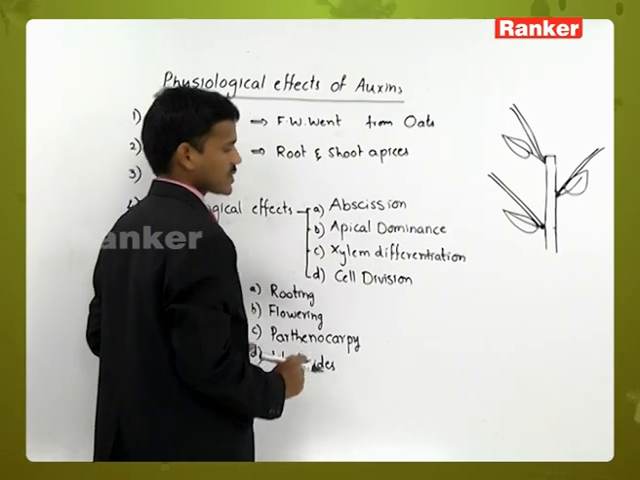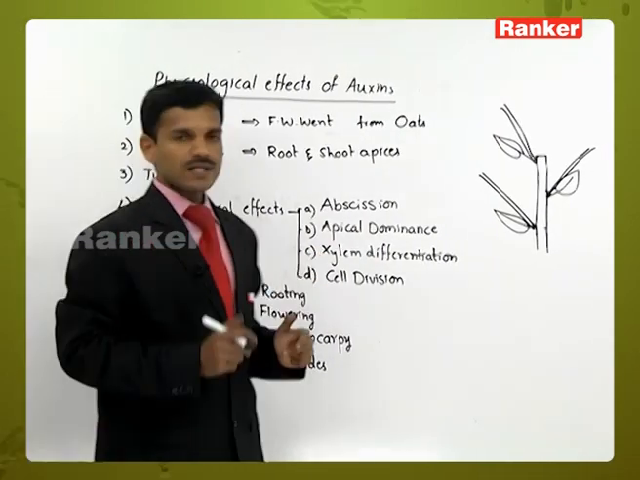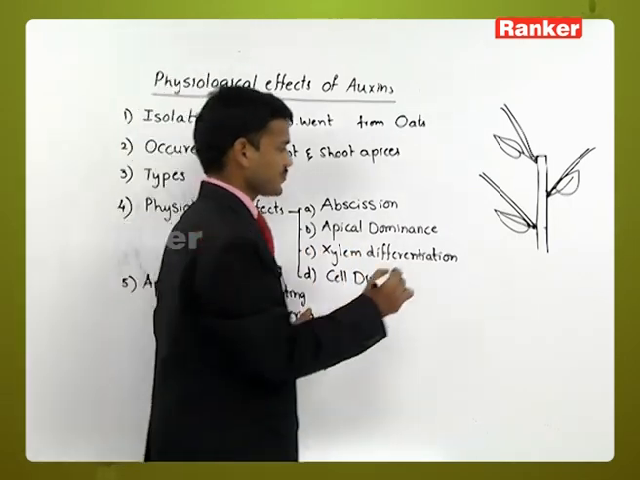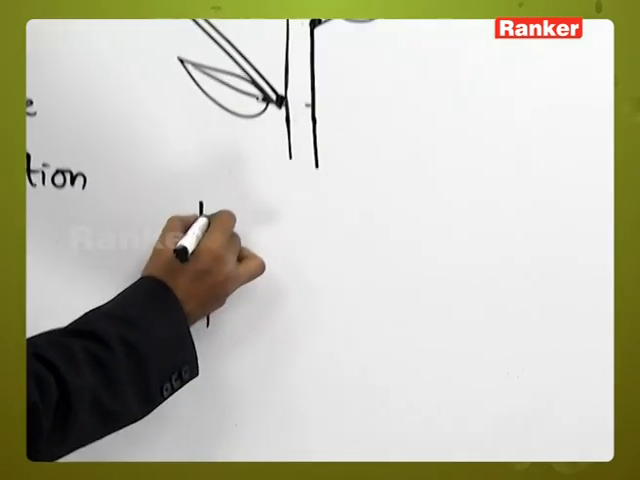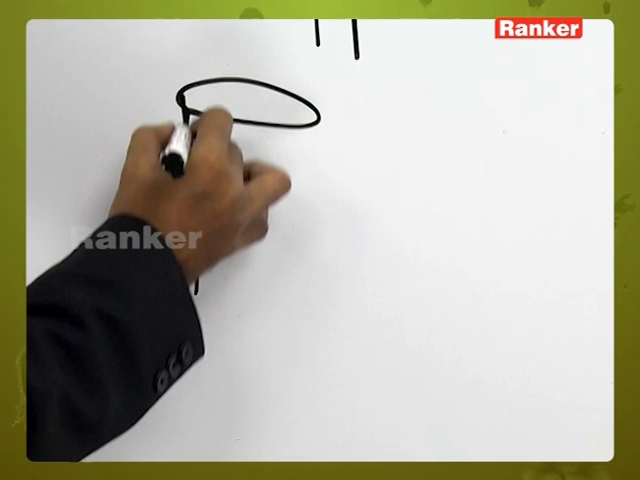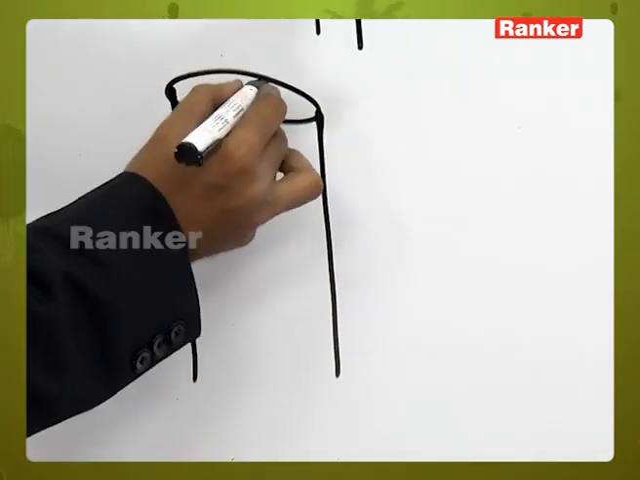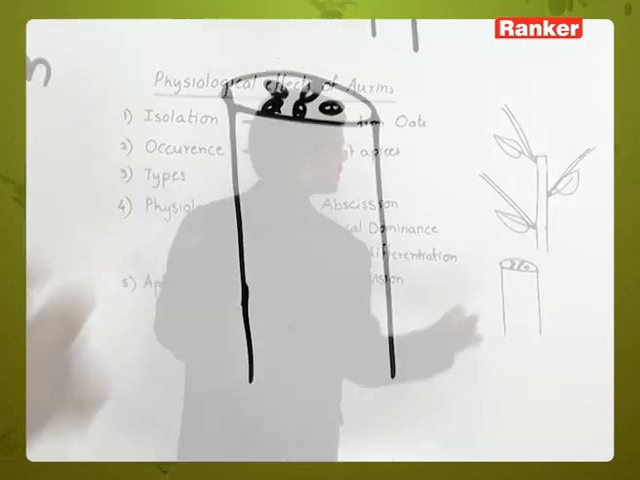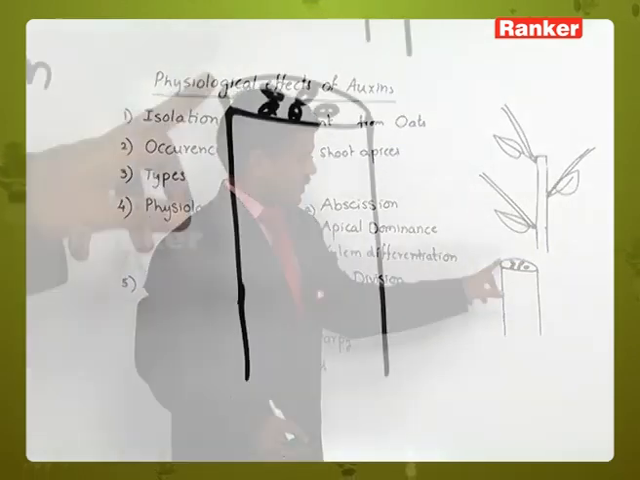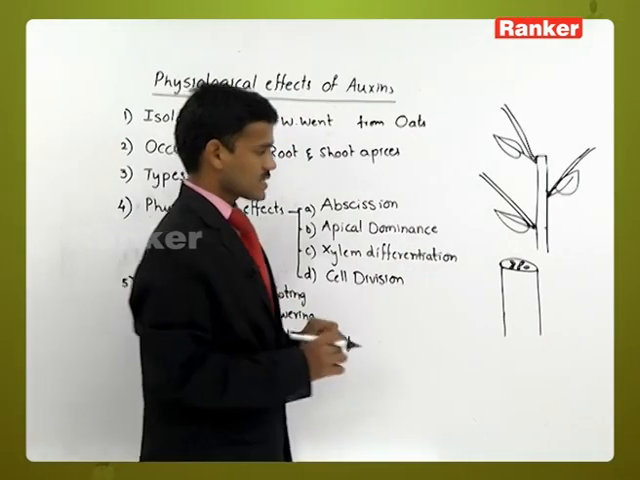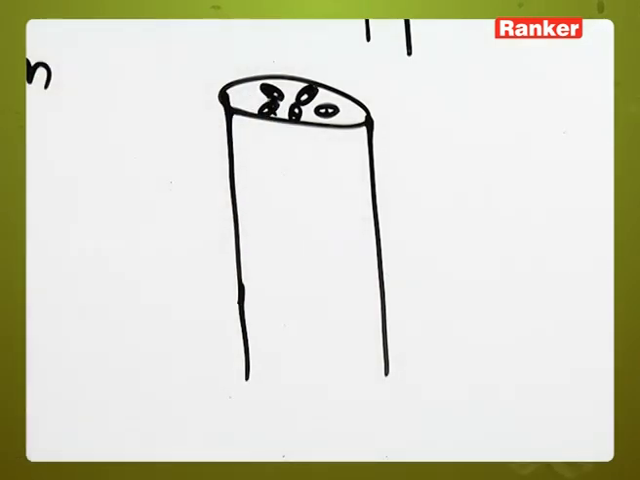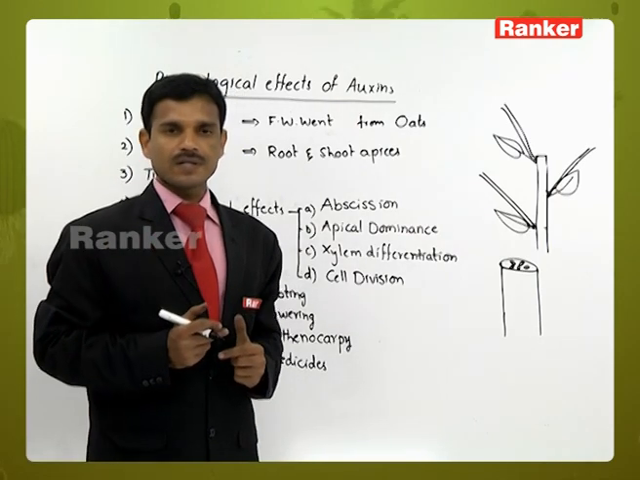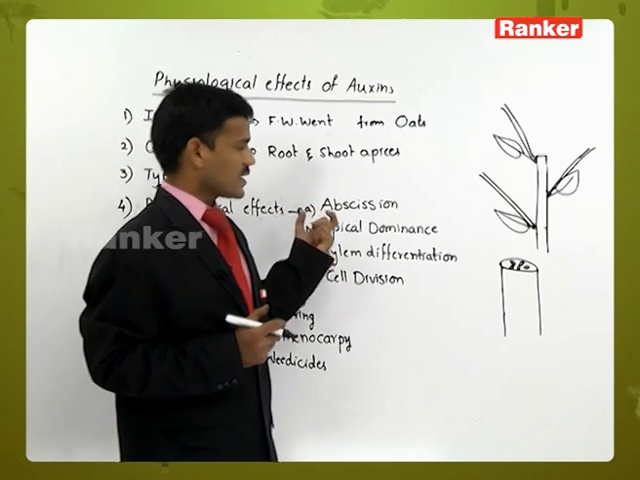Next is xylem differentiation. Xylem differentiation means the cells are dividing in meristematic tissues. The meristematic portion in the stem is the cambium. If we take a cross section of a dicot stem, we can observe vascular bundles. In the vascular bundles, xylem and phloem are present. Xylem and phloem together are called vascular tissues.